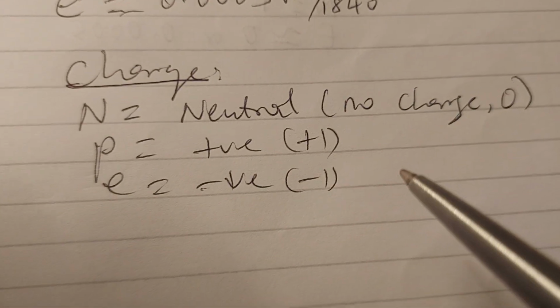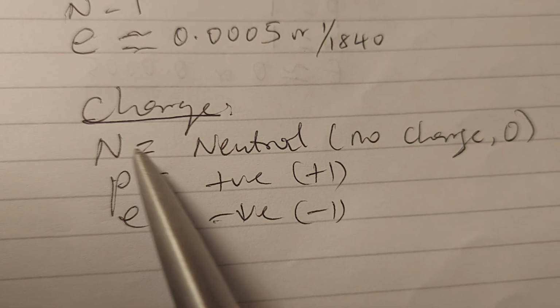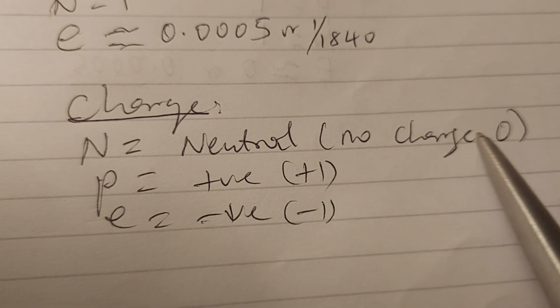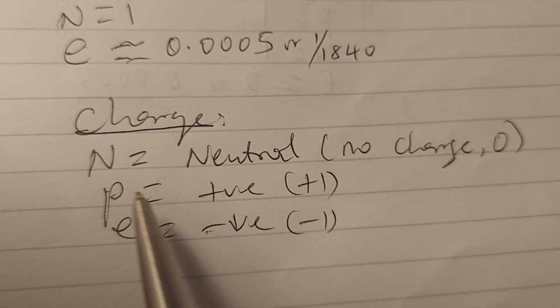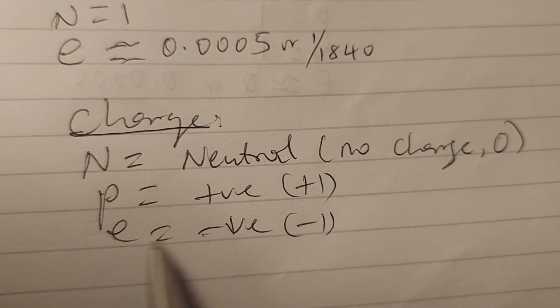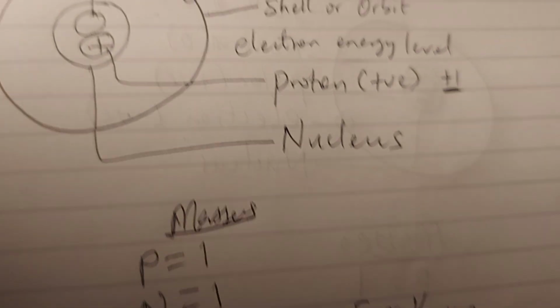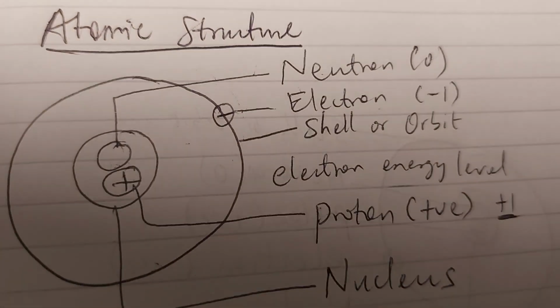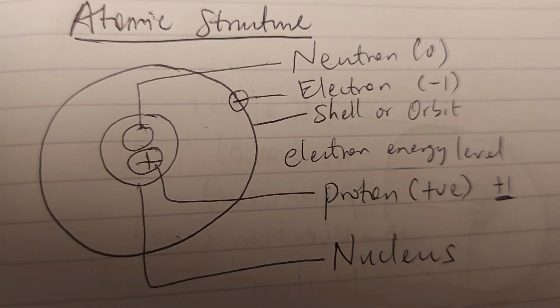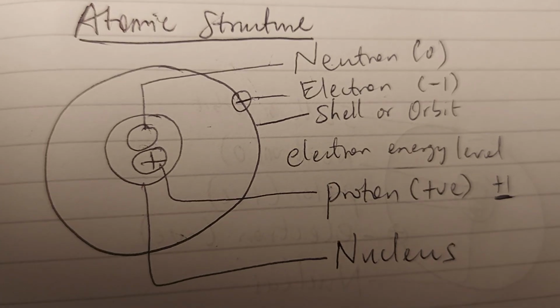Now looking at the charges again, neutron neutral, meaning it's got no charge, 0 there. Proton is +1, electron is -1. Now this lesson fits well into electronic configuration when we start putting electrons into the shells.